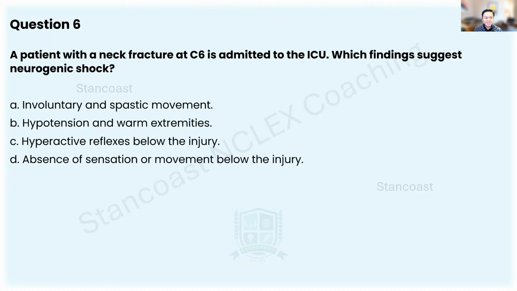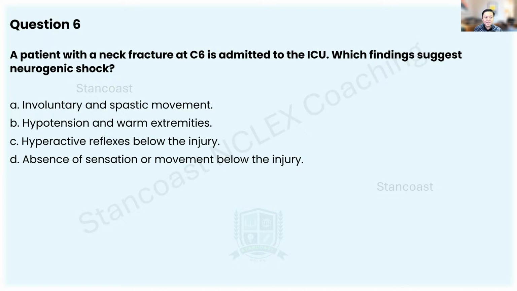All right. Let's have number 6. A patient with a neck fracture at C6 is admitted to the ICU. Which findings suggest neurogenic shock? Is it A, involuntary and spastic movement, B, hypotension and warm extremities, C, hyperactive reflexes below the injury, and D, absence of sensation or movement below the injury?